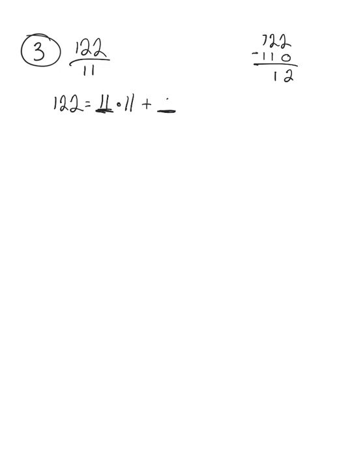And what's going to be the remainder? 1. Because 11 times 11 is 121. So therefore, 122 over 11 is the exact same as 11, big 11, over 1/11.